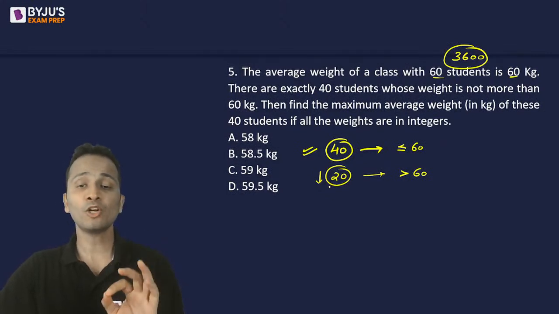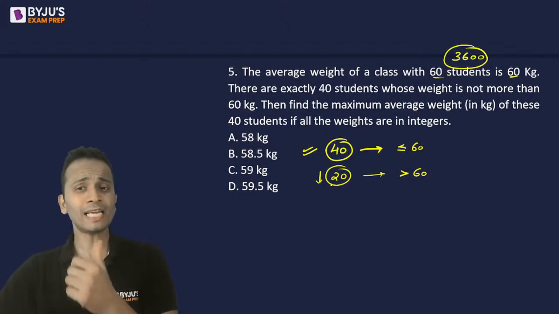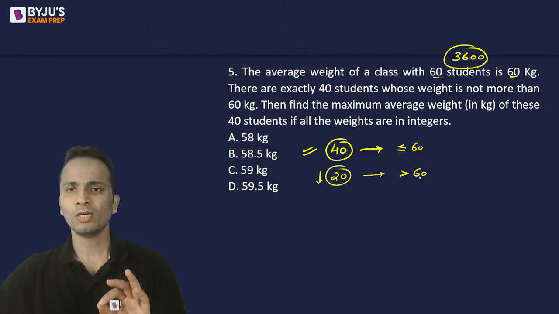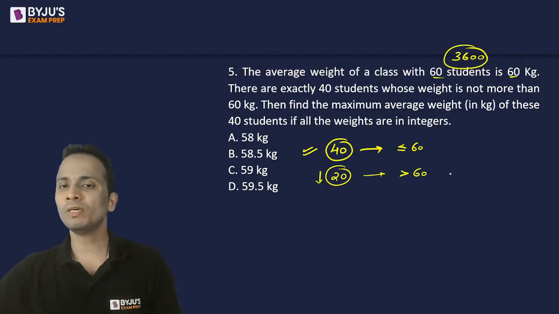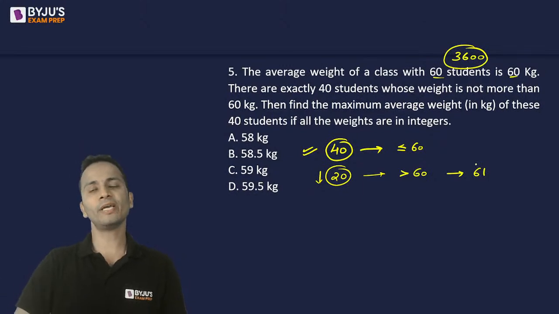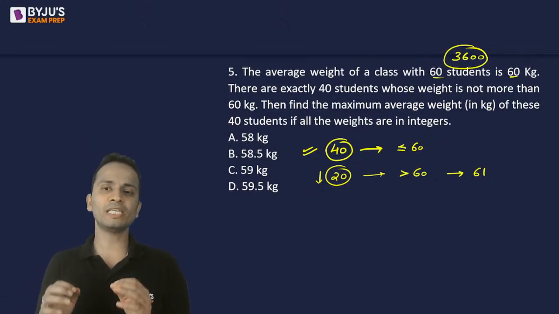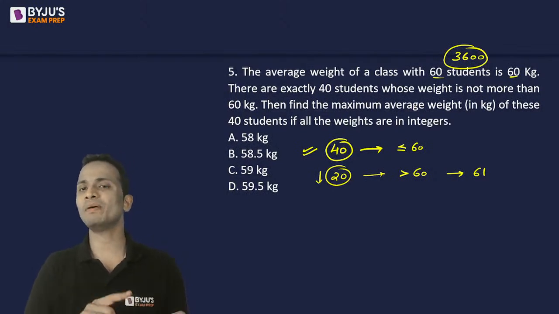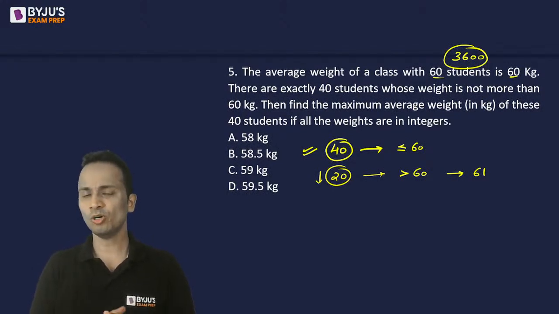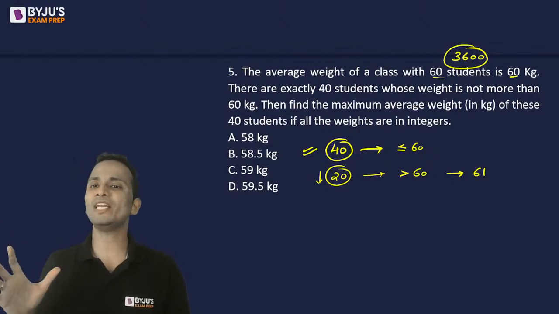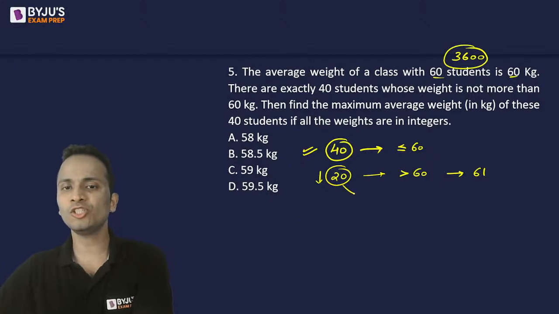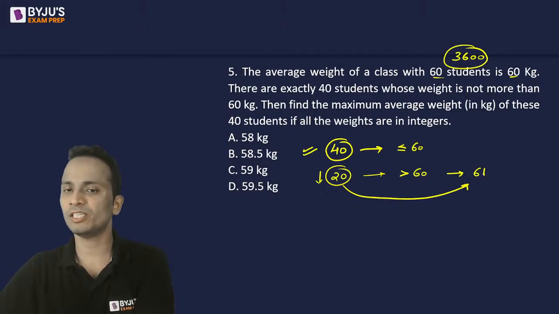So I will have to minimize this. Now since I know that their weight is more than 60, what I can do is assume the weight of each of these students as 61. Okay. Now the weight of each of these students is more than 60. All the weights are in integers and I have to minimize the sum of their weights. So more than 60, the least value is 61. So I can say that these 20 students, their average will be 61.